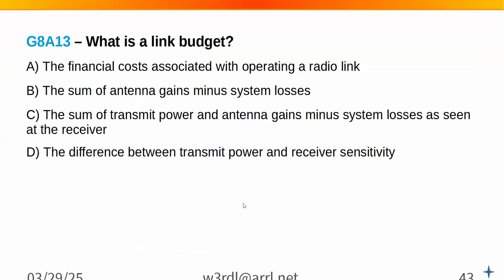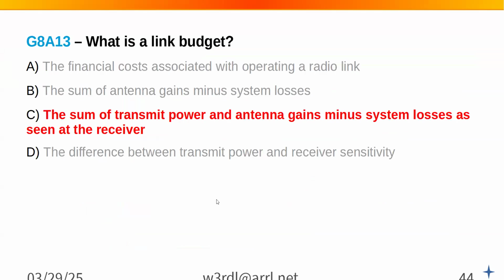So what is a link budget? Think it's Charles? Yeah. B didn't quite do it because they left out what? System. They left out transmit power. Oh, there's system, okay.